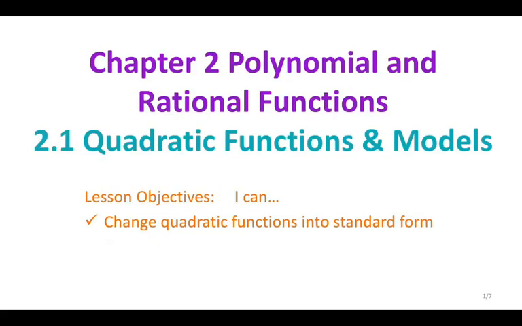Hi guys, here's your video going over section 2.1, quadratic functions and models, and this is the lesson for day 1, where our goal is to change quadratic functions into standard form. So before we can do that, we first need to figure out what standard form even is.